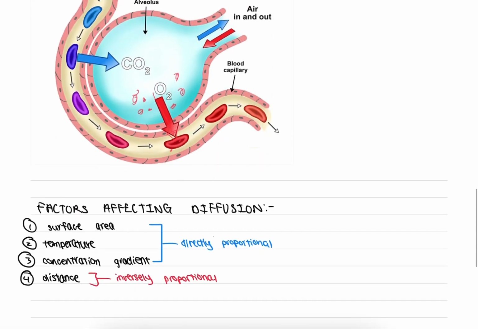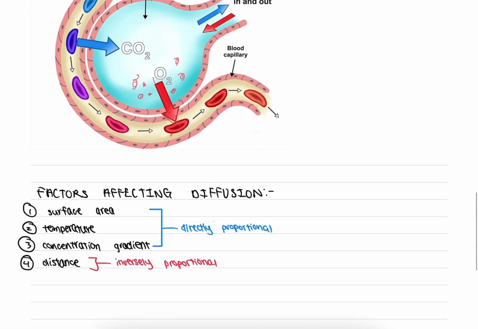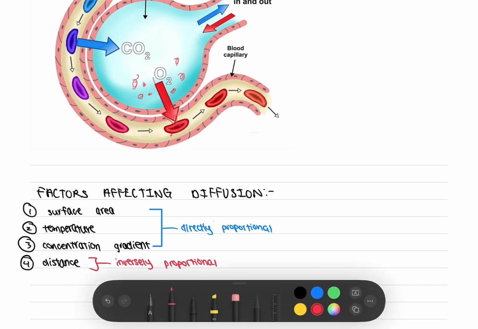Now, there are about 4 factors affecting diffusion. So I'm just gonna read them and then I'll explain them properly to you guys. So first, there's surface area, temperature, concentration gradient, and distance. Now, surface area, temperature, and concentration gradient, they're directly proportional to the rate of diffusion, right? Which basically means that as the surface area increases, so does the rate of diffusion.